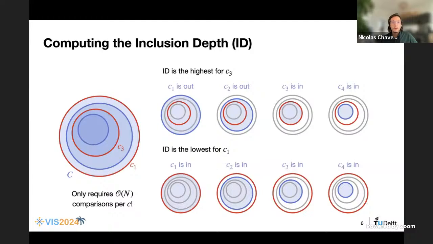Already here, we can see one of the defining characteristics of inclusion depth. It only requires n comparisons per contour, which yields a total complexity of n squared, which, in contrast to the n cubed of contour band depth, is an order of magnitude faster.